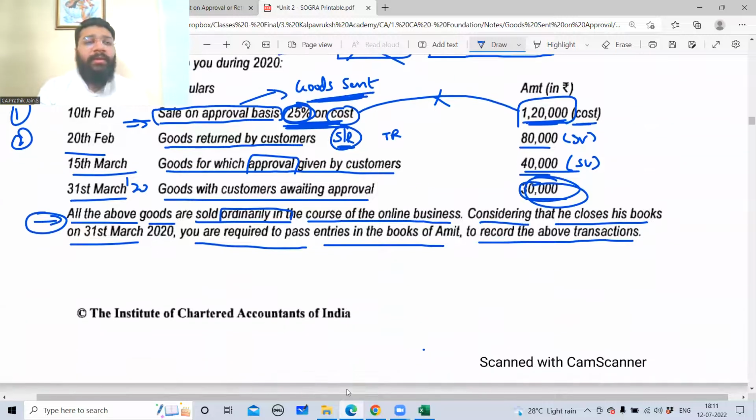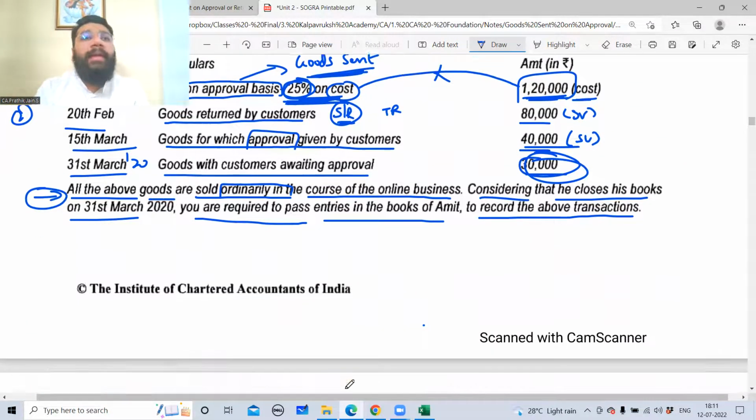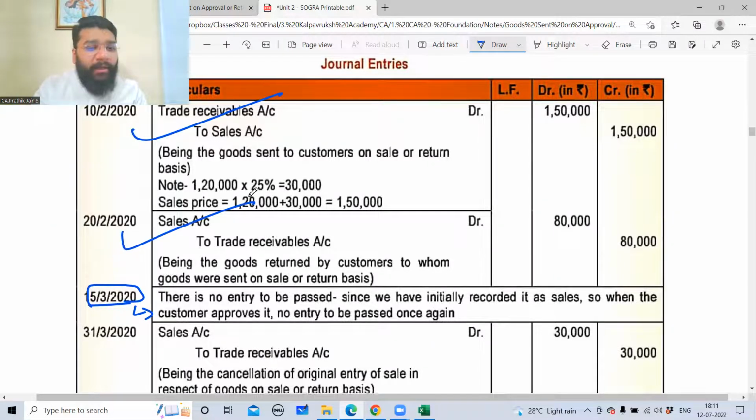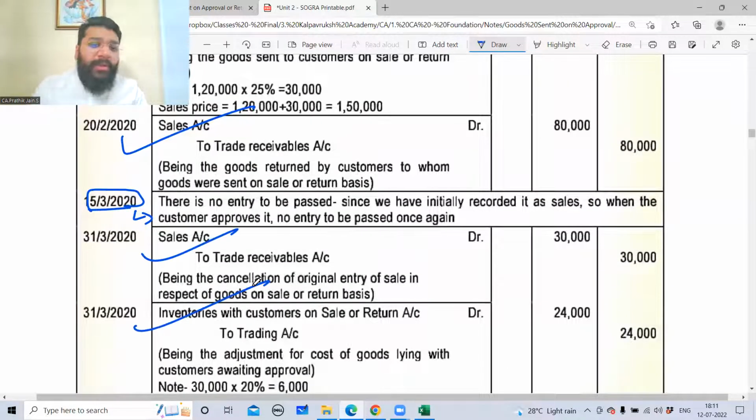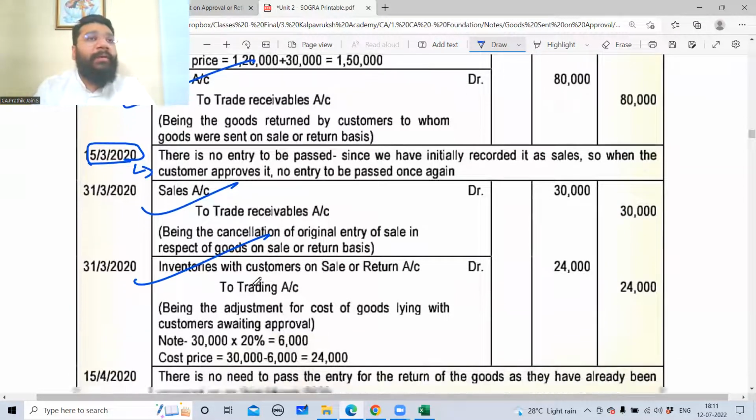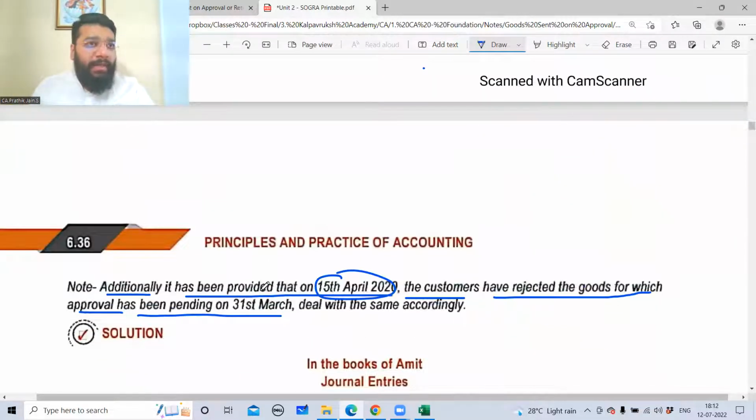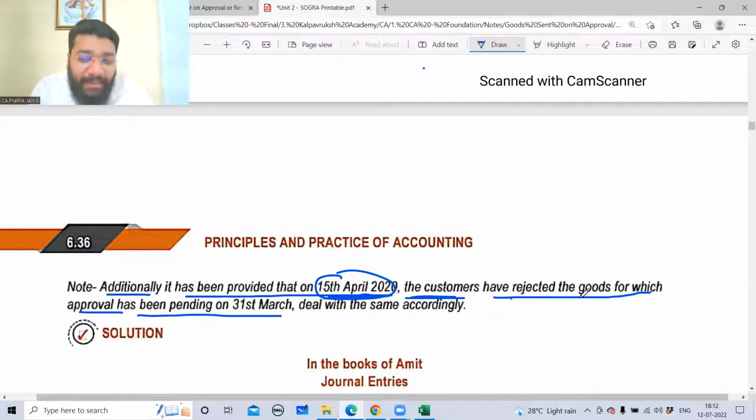Now what happens, guys? For the current financial year, all the entries are recorded. If you see this entry when the goods are sent recorded, this entry when the goods are rejected recorded, these 2 entries will come when no approval, no rejection has been given. So this is the transaction up to the year end. Now additionally, if I tell you that on 15th of April, the customer has rejected the goods for which the approval was pending on 31st of March, what will you do?